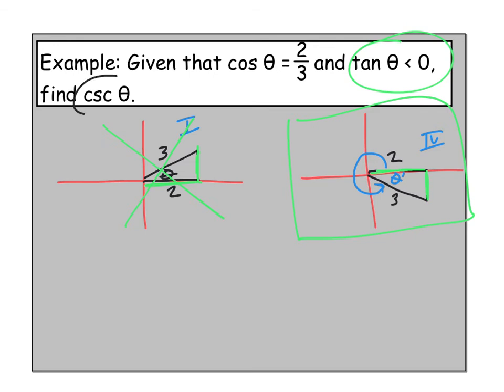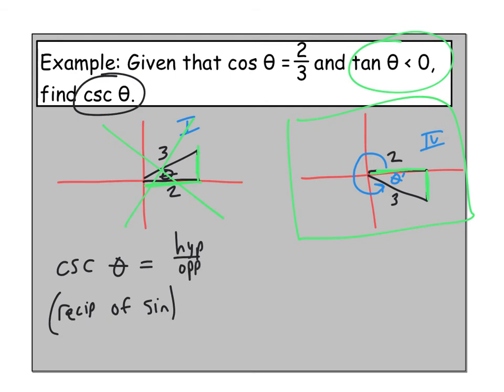So now that we know what quadrant we're in, we're going to think about cosecant of theta. We know cosecant is the reciprocal of sine. So sine is opposite over hypotenuse, so cosecant will be hypotenuse over opposite. We're just going to use the triangle that we drew. We know the hypotenuse is 3. We need to find the opposite, so let's do a little Pythagorean theorem here. We're going to find this y value.